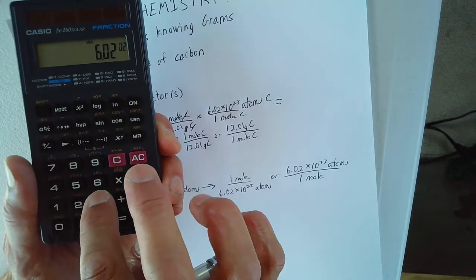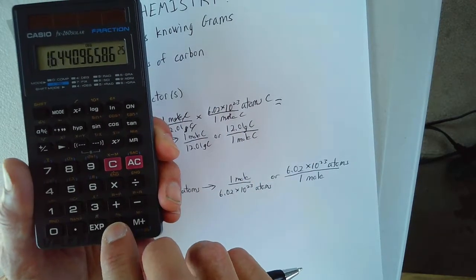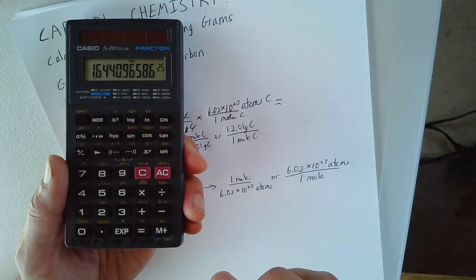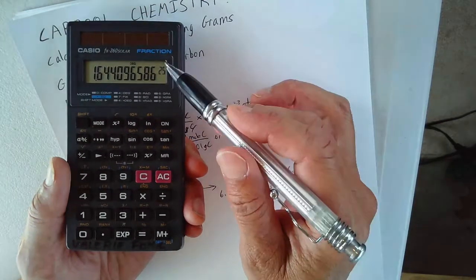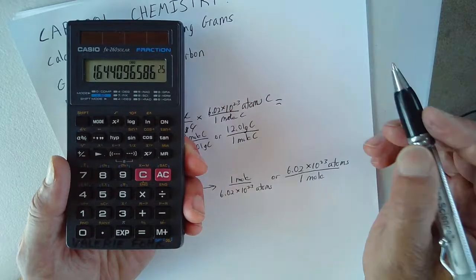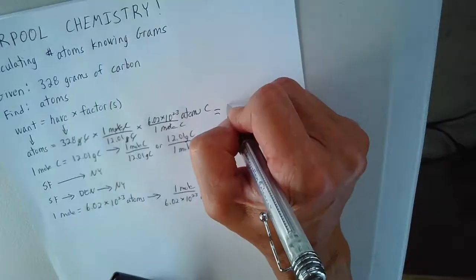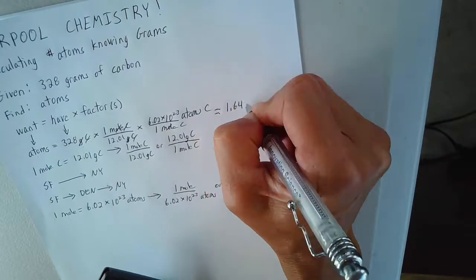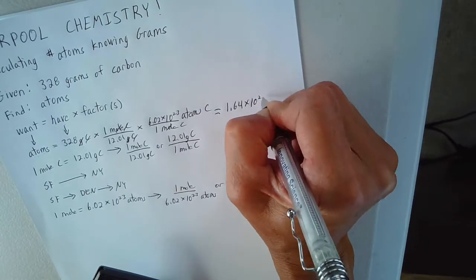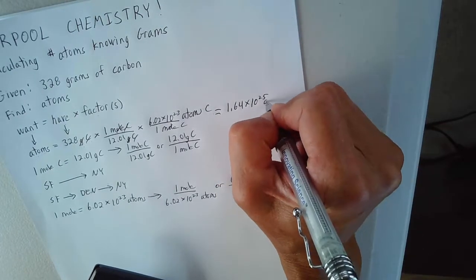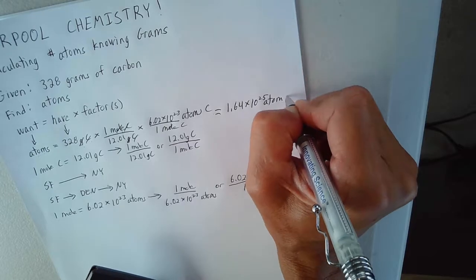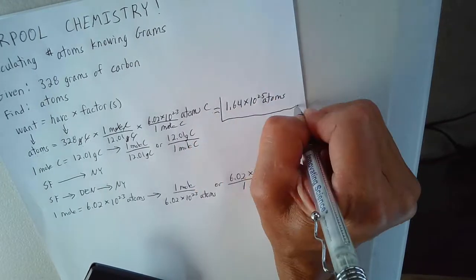To the 23rd power. We hit our equal sign, and on our calculator we see 1.64, and then we see this 25 up over here, and that means 1.64 times 10 to the 25th power. And that's how you calculate the number of atoms knowing the number of grams.